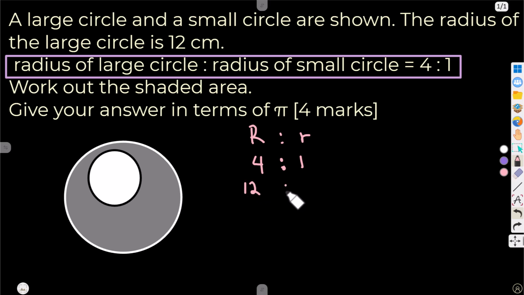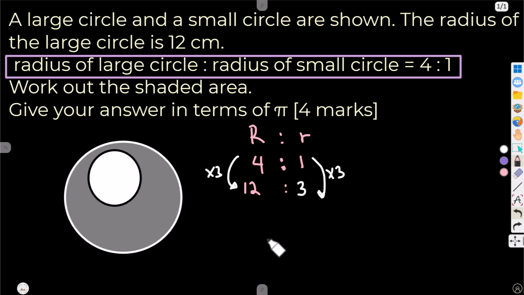Now if you want to know the radius of the small circle, you might want to consider how we move from 4 to 12 for the large circle. You have to multiply by 3, and for the small circle you also have to multiply by 3, in the same ratio. So that number will be 3. So what we need to do is this.